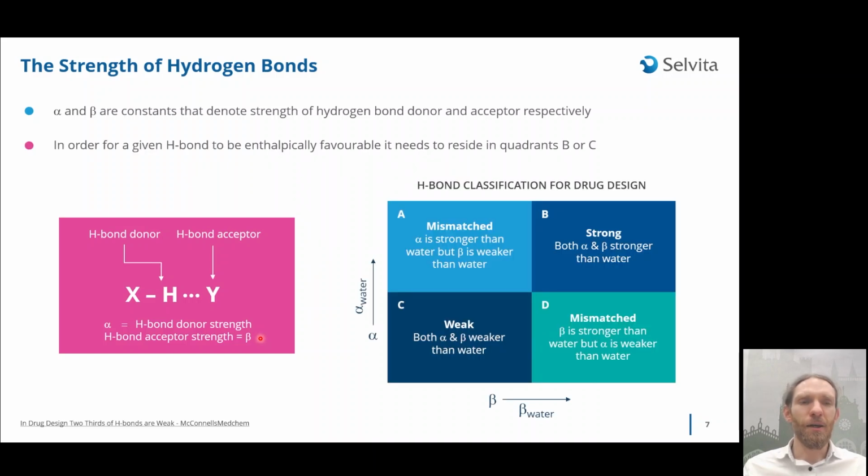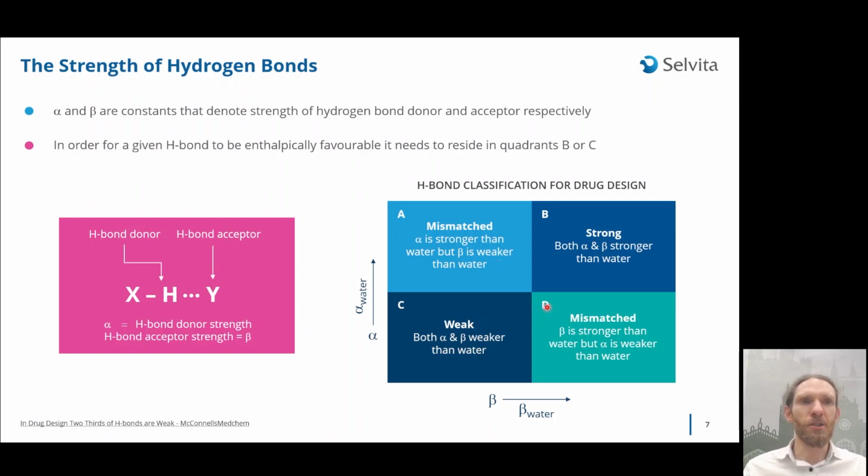Depending on whether alpha and beta will be stronger or weaker than alpha and beta of water, this will affect the nature of interactions being formed. If alpha and beta are stronger than water, then we have a strong interaction. If alpha and beta are weaker than water, we have a weak interaction.